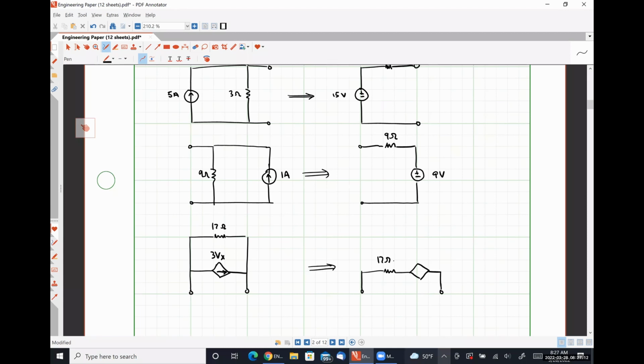This is still going to be a 17 ohm resistor. The voltage source should be negative polarity on the left, positive polarity on the right, since the arrow is going from left to right. And the value of this voltage source should be 3Vx times 17, or 51Vx.